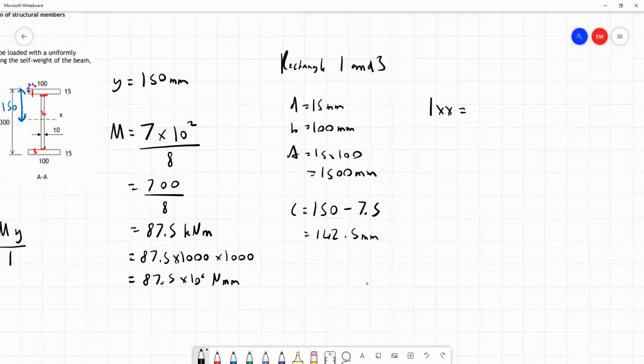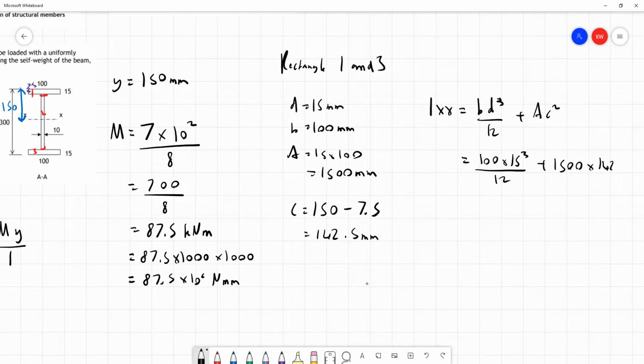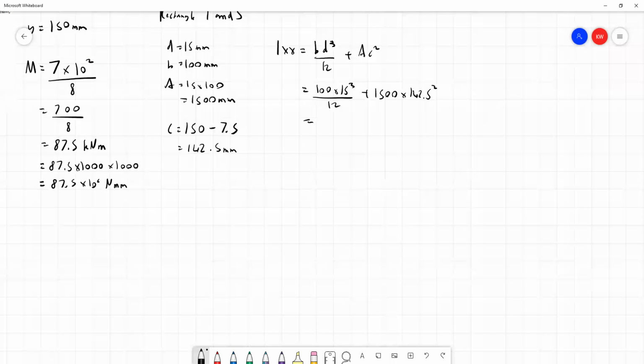So Ixx is equal to BD cubed over 12 plus AC squared. And that gives us an answer here of 30,487,500 millimeters to the power 4. And so that's the answer for rectangles 1 and 3.